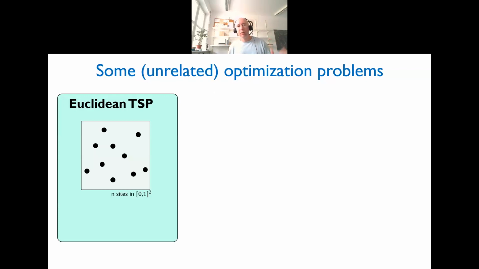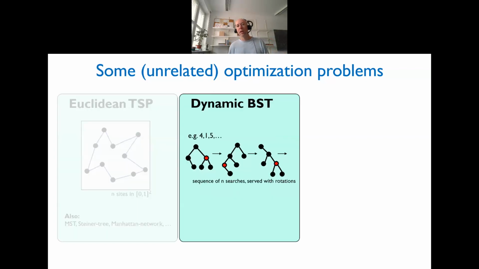So here are a number of optimization problems which seem to be at first completely unrelated to each other. The first is the Euclidean traveling salesman problem. We are given n points, let's say in a unit box, and we have to connect them by the shortest possible tour. And we can consider also other geometric problems on point sets, the minimum spanning tree, Steiner tree, or certain Manhattan network problems.